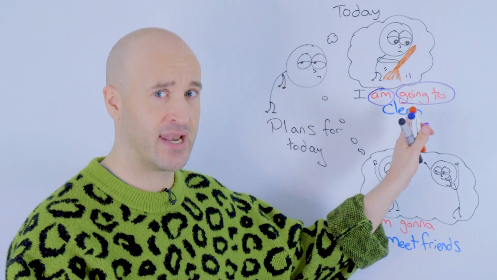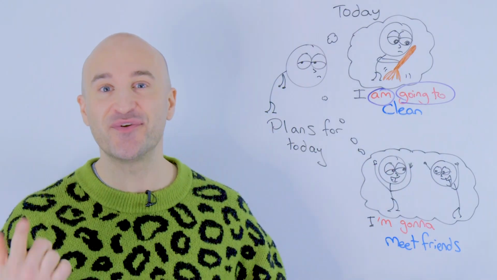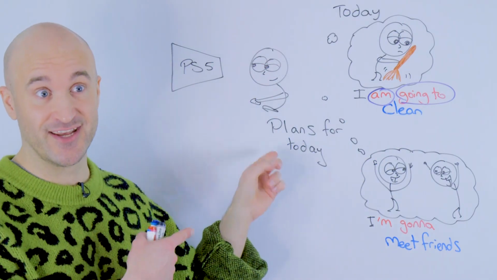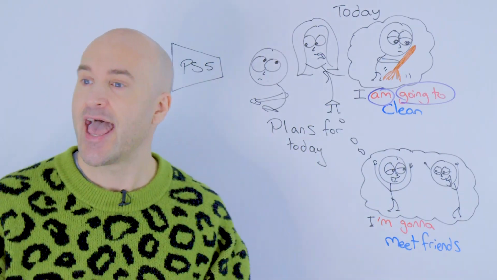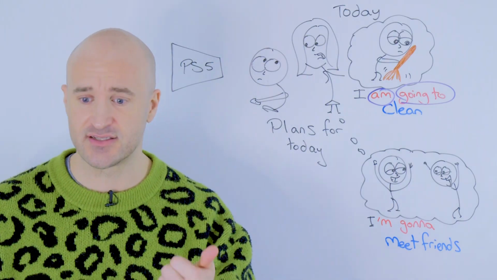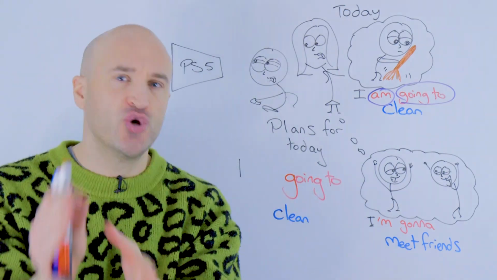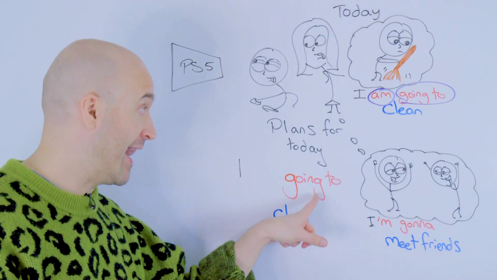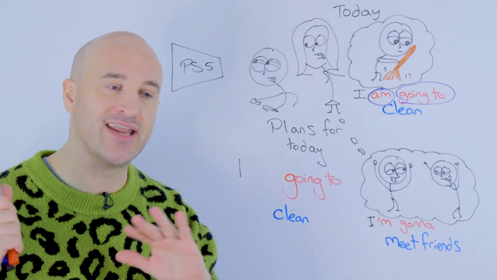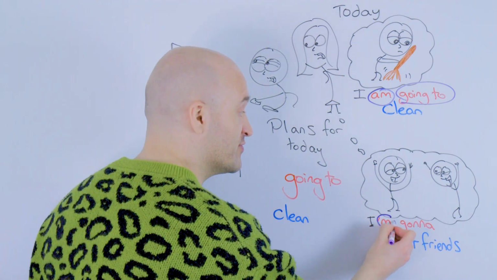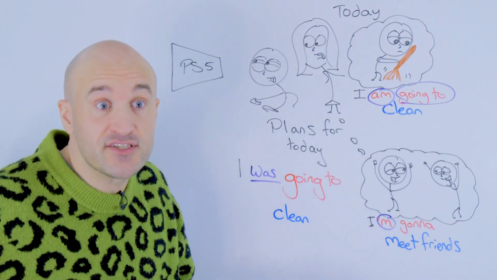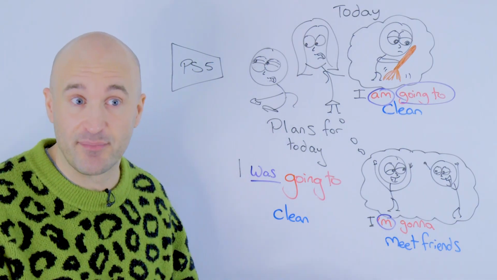My present plan, okay. But then you decide, no, I'm gonna play video games. His friend says, hey, today you said the plan was meet your friends and clean. You want to say, yes, the plan, clean, but not now. That's a past plan, not anymore. So you don't use the present, you use the past because it's a past plan. I was going to clean, but now I'm playing video games.